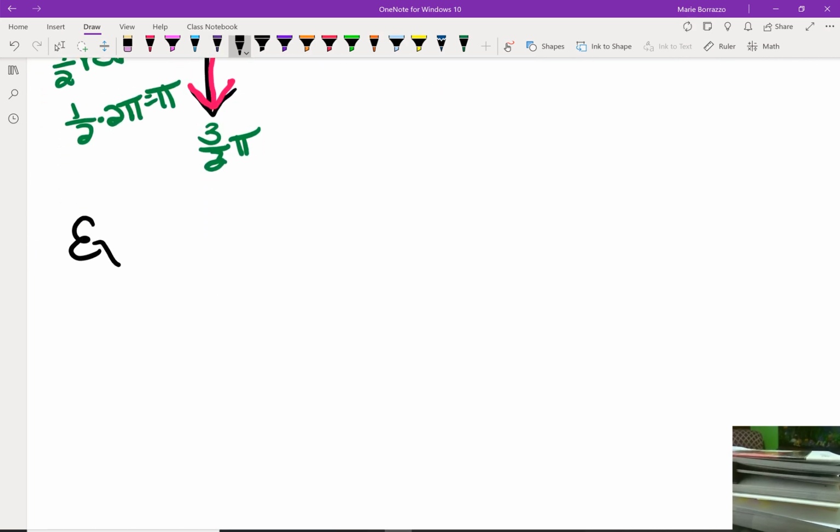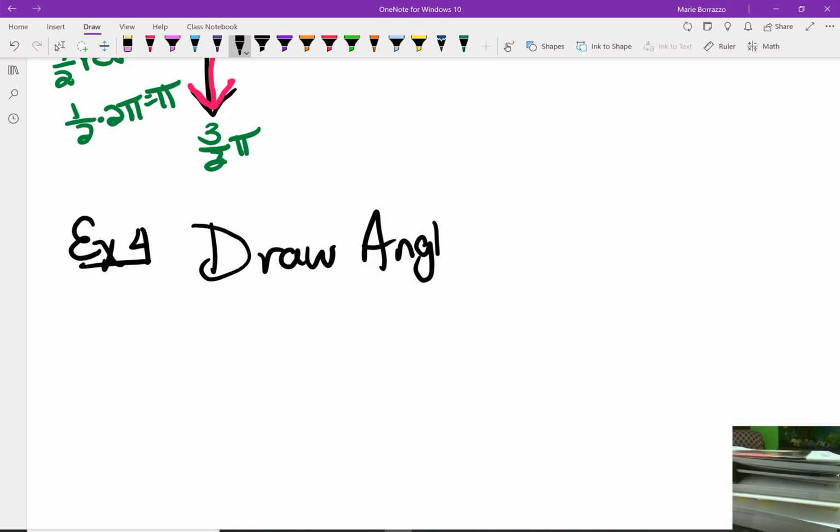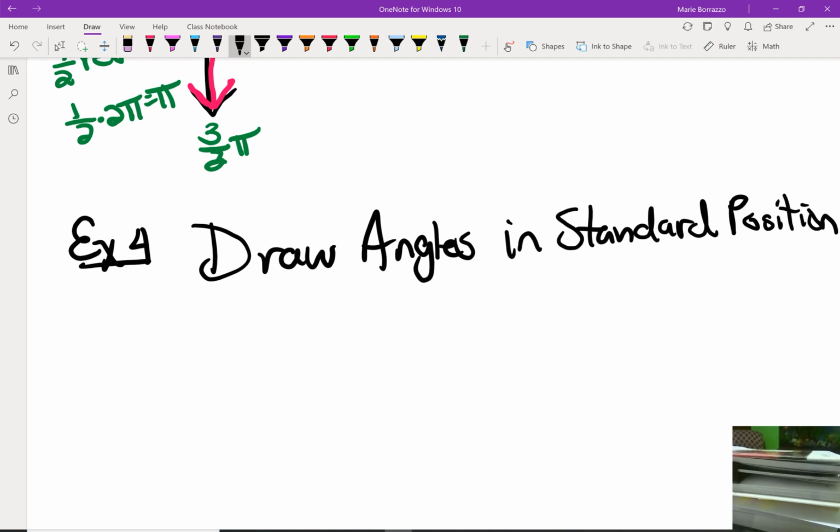In example 4, we're going to draw some more angles in standard position. Now, much of this knowledge is so simple. You just learn it. You just see it once. That's usually all it takes. Okay, so they're going to ask us in part A. They want us to draw where theta is equal to pi over 4.